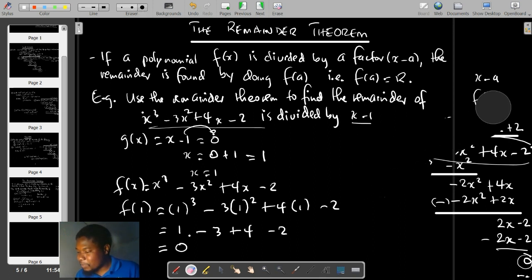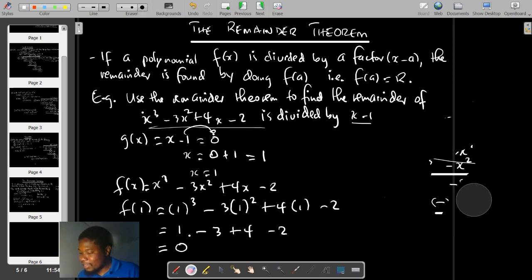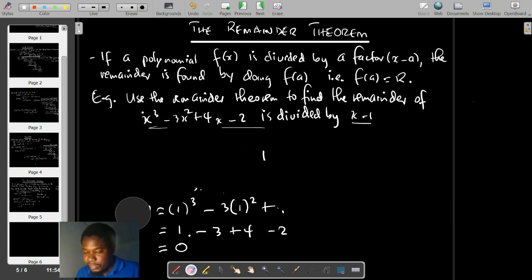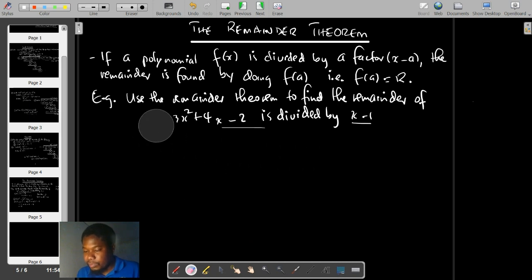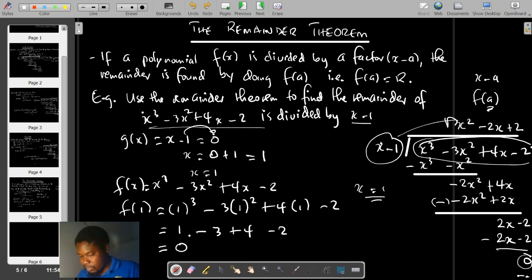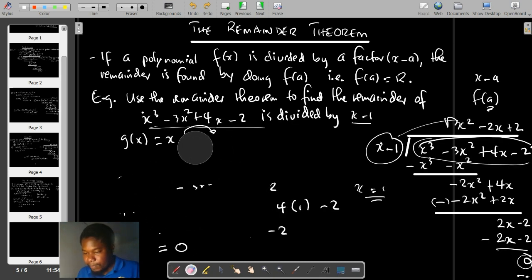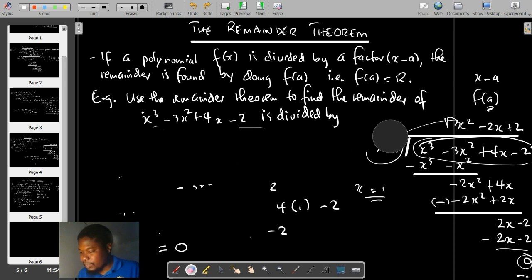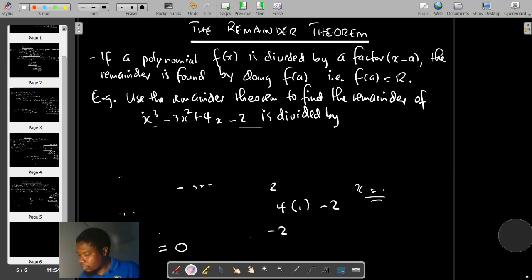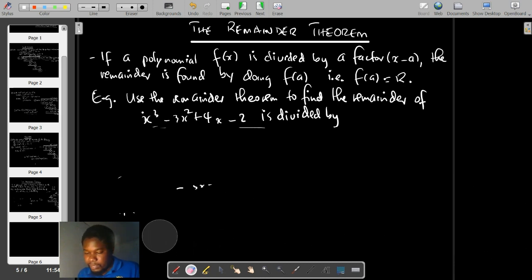So let's do another example, just to help the doubting Thomases. Let's do that together and see how it will look. We want to find the remainder of the same function, but we're just going to change the divisor just to prove a point. Once you know this, it will make a lot of sense. So let's use the divisor x plus 2.